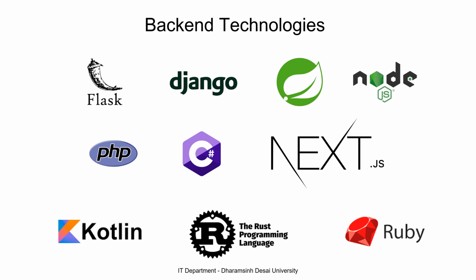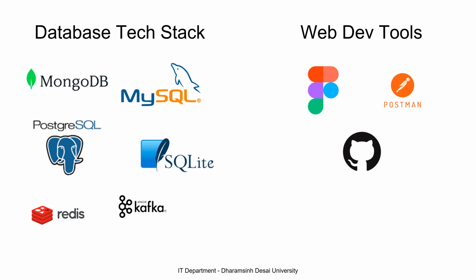Moving on to backend development, we have a variety of options, including Django, Flask, Spring Boot, PHP, Kotlin, Ruby, and Rust. When it comes to databases, MySQL, SQLite, and PostgreSQL are popular choices, while MongoDB caters to the NoSQL database needs. Furthermore, familiarity with essential web development tools is crucial. Tools like Figma for front-end design, Postman for back-end API testing, and GitHub for version control are indispensable for developers.